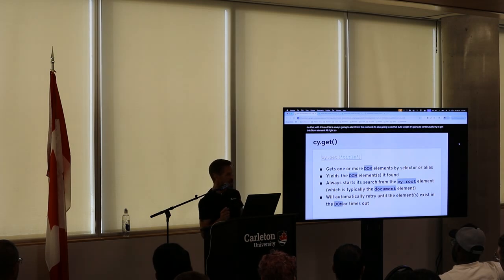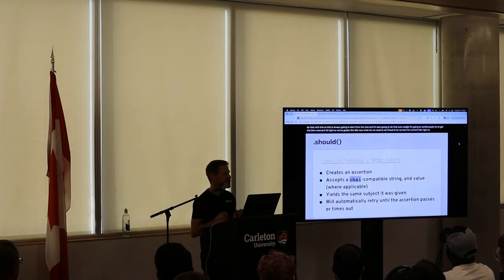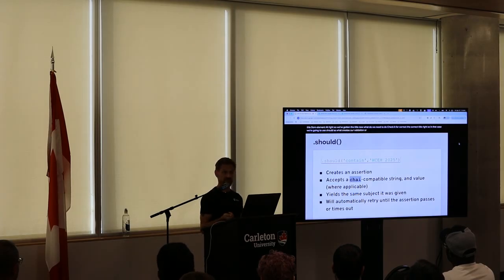All right, so we've gotten the title. Now what do we need to do? Check it for the correct title, right? So in that case, we're going to use should. Should is what creates our validation or our assertions. It uses Chai, which is a test-driven development, behavior-driven development, that's a long set of words, assertion library, which lets us use natural language, plain language, to describe what we're looking for.